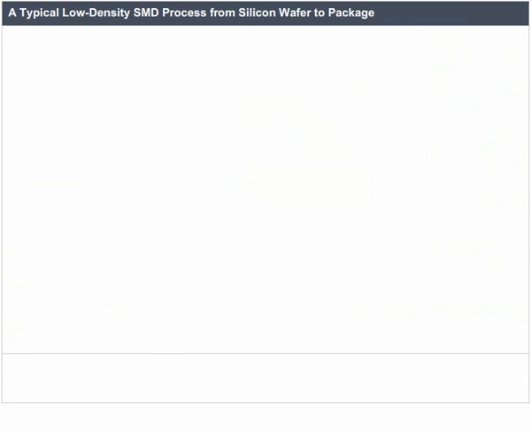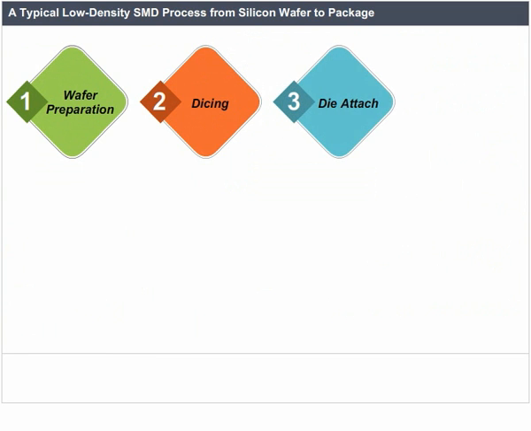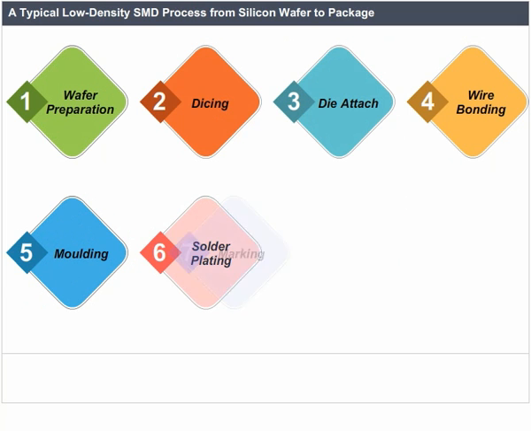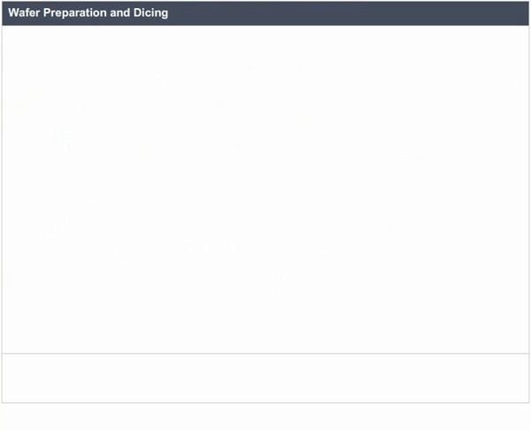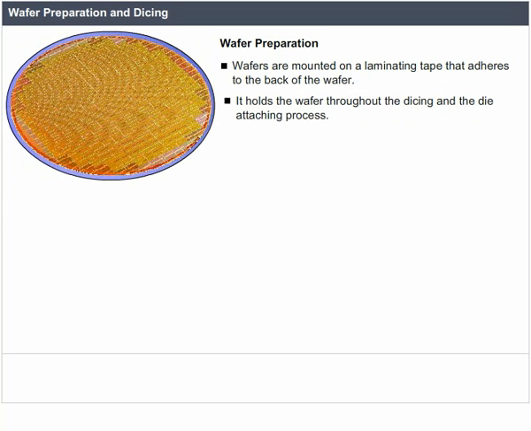A typical low-density SMD process from silicon wafer to package: wafer preparation, dicing, die attach, wire bonding, molding, solder plating, marking, lead trim and form. Wafer preparation and dicing. Wafer preparation. Wafers are mounted on a laminating tape that adheres to the back of the wafer. It holds the wafer throughout the dicing and the die attaching process.